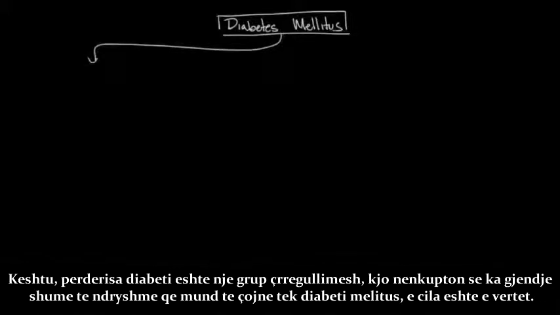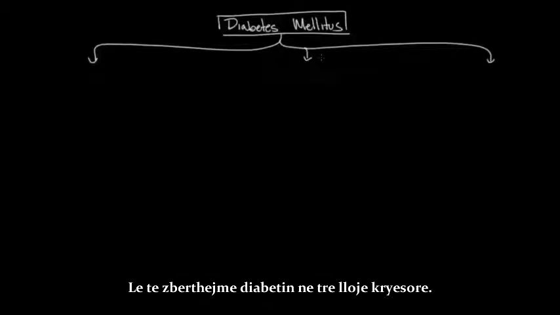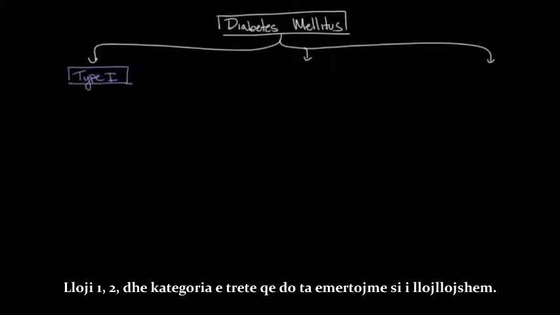Now, since diabetes is a group of disorders, this implies that there are multiple different conditions that can lead to diabetes mellitus, which is true. So let's break down diabetes into three major types. Type 1, Type 2, and a third category which we'll just label as miscellaneous.